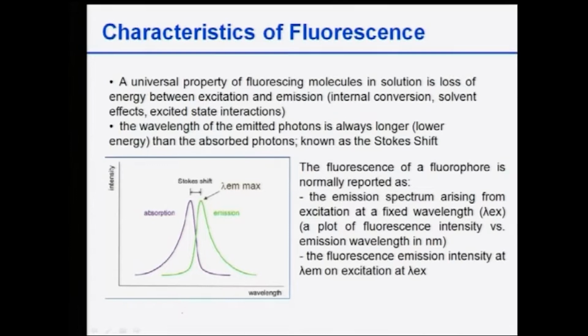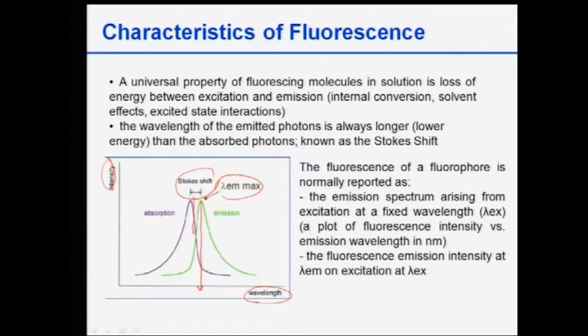Well, after knowing that, let us now look at the characteristic fluorescence spectra. A universal property of any fluorescent molecule in solution is the loss of energy between the excitation and emission states, and that can be measured. So intensity can be measured. It can be plotted in terms of quantum efficiency, or intensity, versus wavelength. You can see this is the absorption and this is the emission. They are mirror images, but there is a shift because of energy loss. This is known as the Stokes shift, and this lambda is very important because it is the emission lambda.